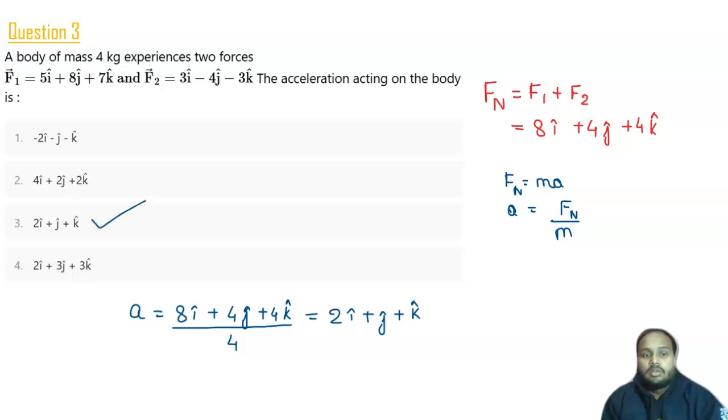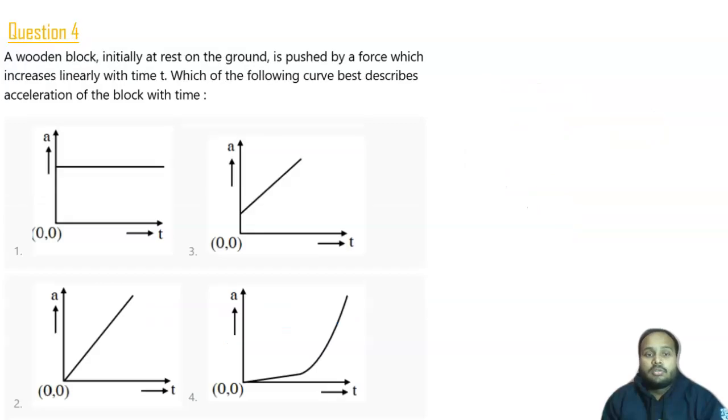Fine. Now let us solve one more type of question. This question was also asked in JEE Main. It is a PYQ and this is a graph based question. So we need to prepare for graph based questions too. Let's read the question. A wooden block initially at rest on the ground is pulled by a force which increases linearly with time t. Which of the following curves best describes the acceleration of the block with time? Fine. So four curves are given.